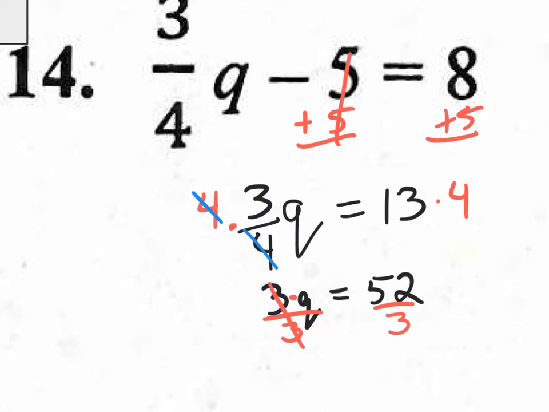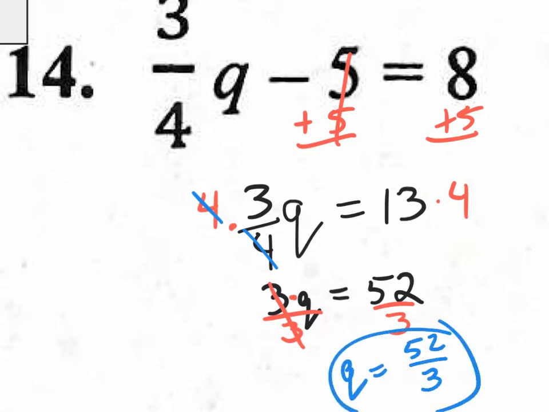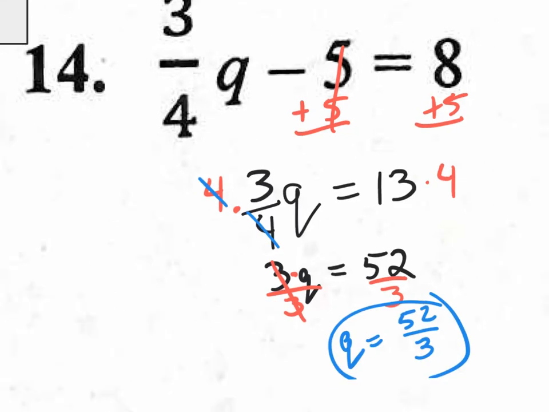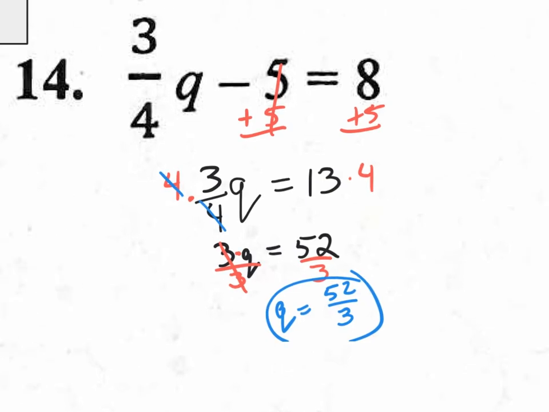And with a calculator, if you type in 52 divided by 3, you're going to get a decimal or a fraction. So you know what? If it doesn't end up being a nice number, you could just leave it like that. Q equals 52 over 3. You can leave it like a fraction. It's okay to get fractions. This is number 14. Moving on to number 16.